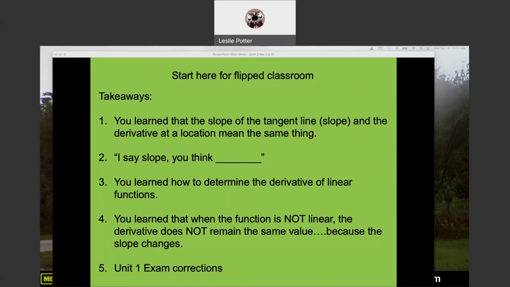So, takeaways from the reading, like I said, kind of a big day today. We learned that the slope of the tangent line and the derivative at a location mean the same thing. We finished Unit 1 off talking about tangent lines and finding their slope. And then Unit 2 started there and said, well, that numeric value, we really call a derivative.